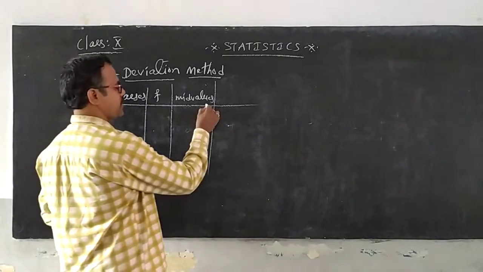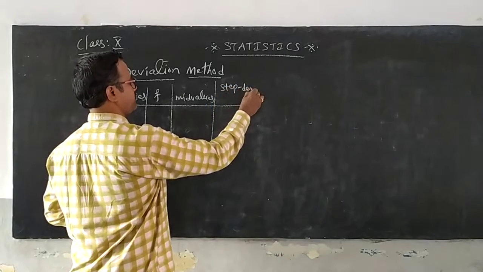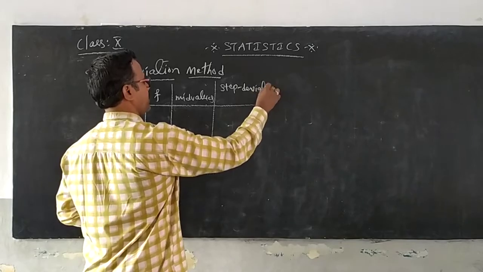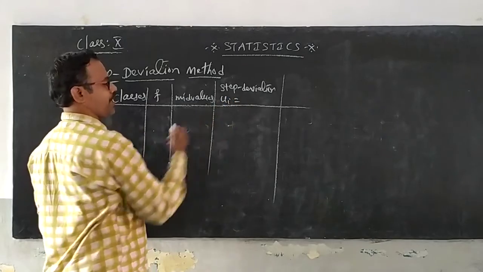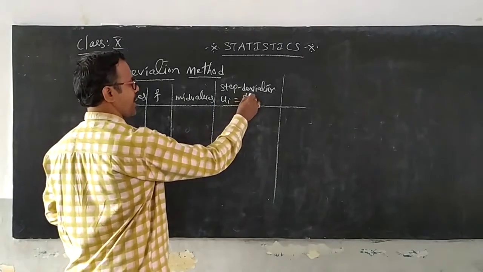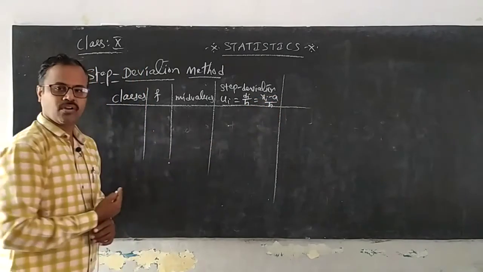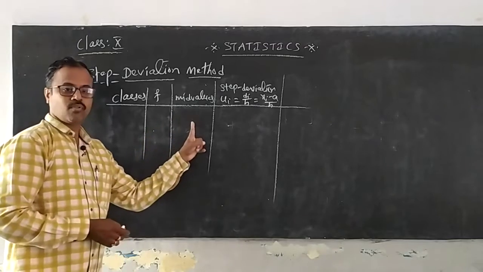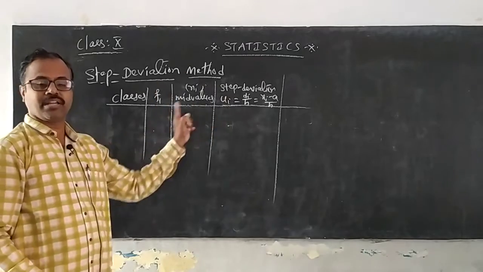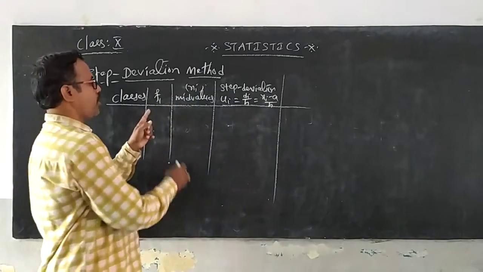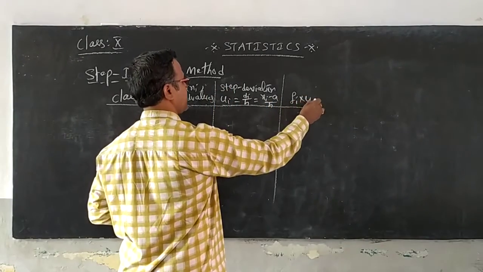Now after this, instead of taking deviation, you will take step deviation, and it is represented by the letter ui. The formula is di by h, or you can take xi minus a by h. When you have the mid values, fi into xi is multiplied in the direct method, and fi into di in the deviation method. Now in the step deviation method, you are going to find fi into ui.